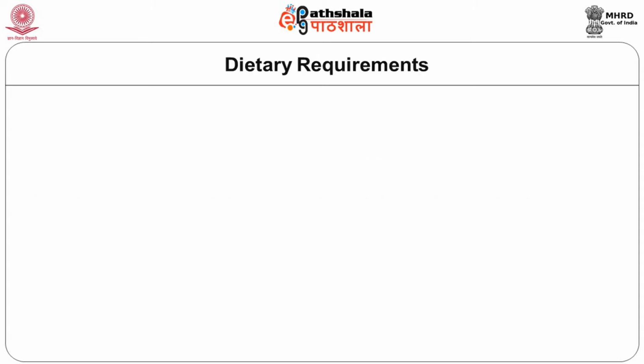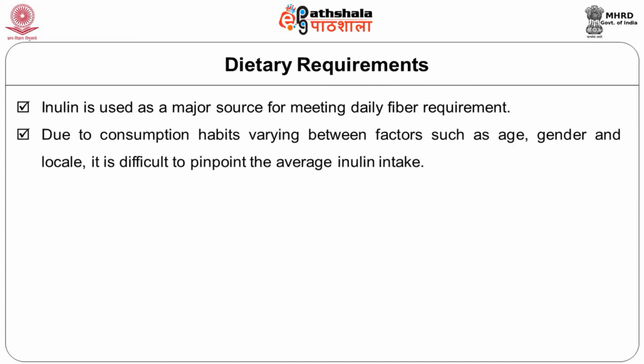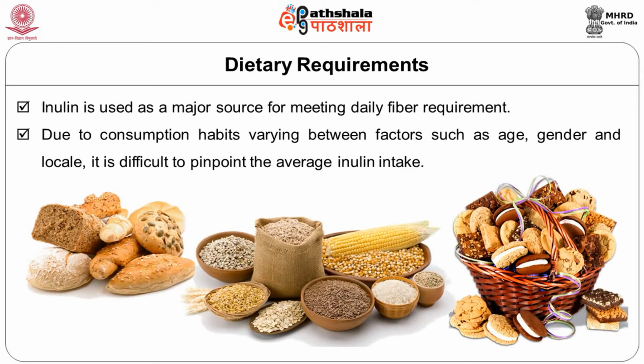So, what are the dietary requirements? Inulin is used as a major source for meeting the daily fiber requirement. Due to consumption habits varying with factors such as age, gender and locale, it is difficult to pinpoint the average inulin intake. As I have already mentioned, India needs to do such a study to find out the actual consumption of inulin. By converting to functional foods containing inulin, this deficiency can be eliminated without the need to give up common household favorite foods such as bread, cereal and baked goods.